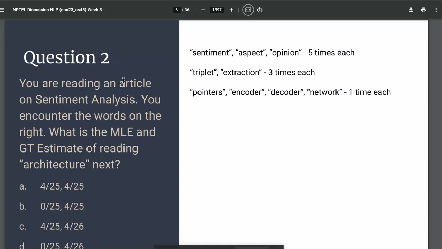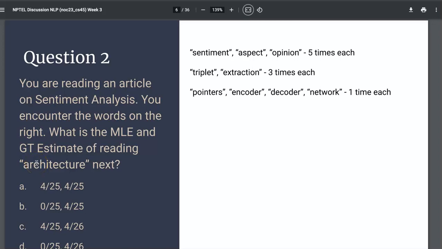Let's ignore it. Okay, so the first part is, I hope, clear. Now let's move to the next part. So the next part is you need to guess the GT estimate. So what is GT? It's a Good-Turing estimate of the word architecture.